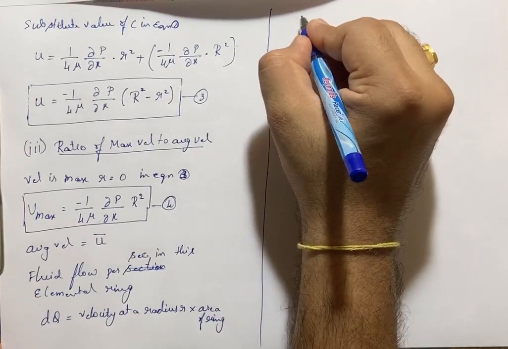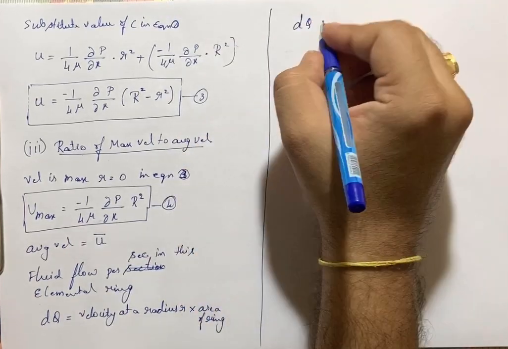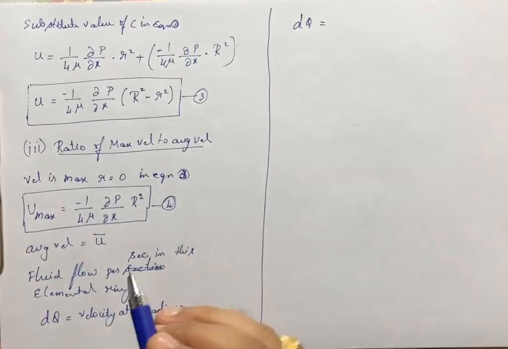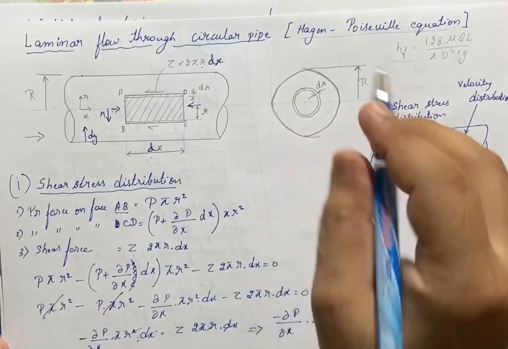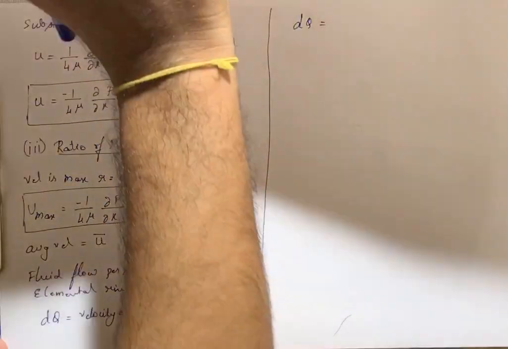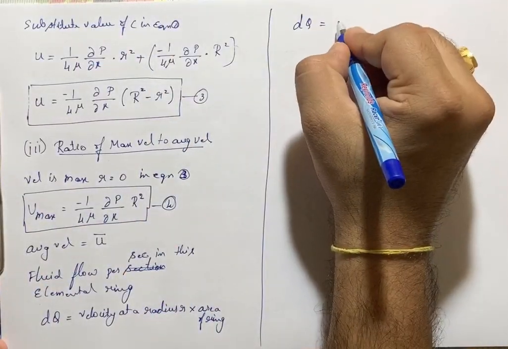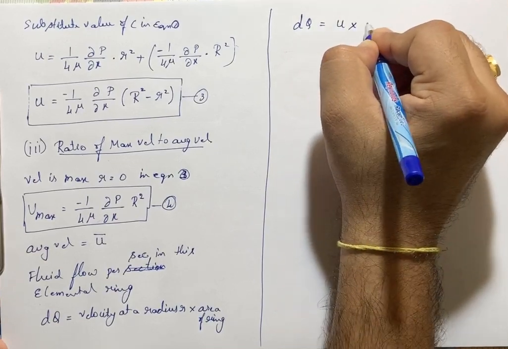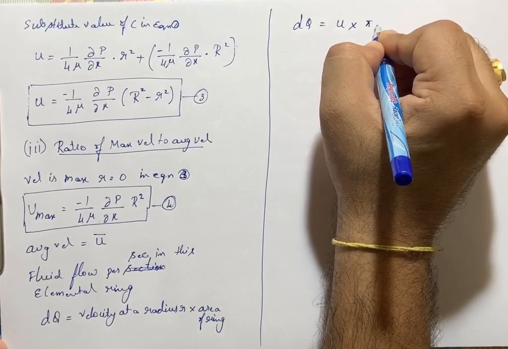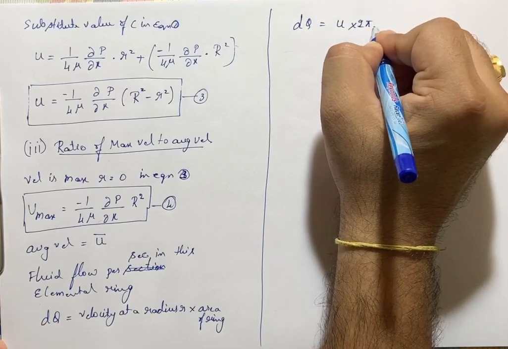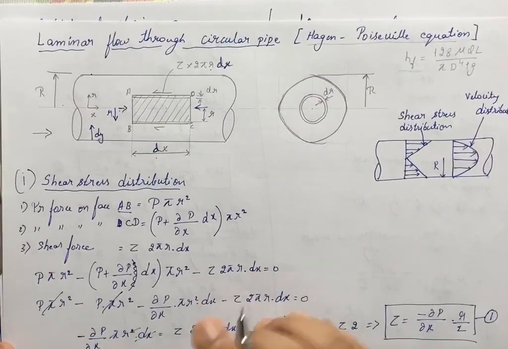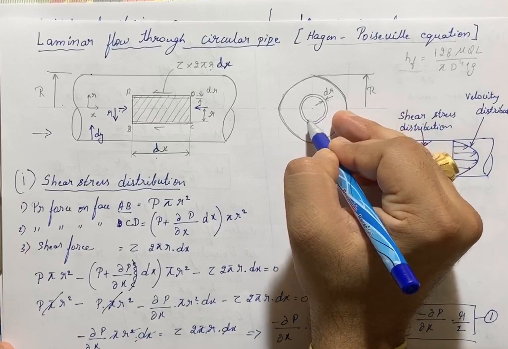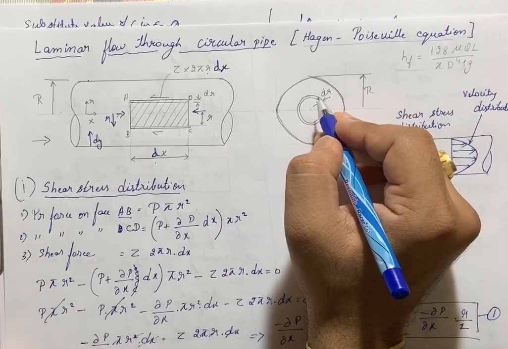So dq is equal to the velocity at this elemental ring, which we have considered as u, into the area of that ring. The area of the elemental ring will be 2 pi r into dr, into the velocity u.